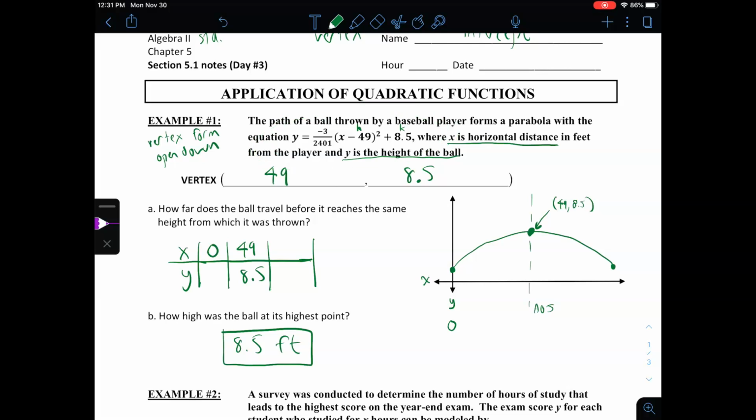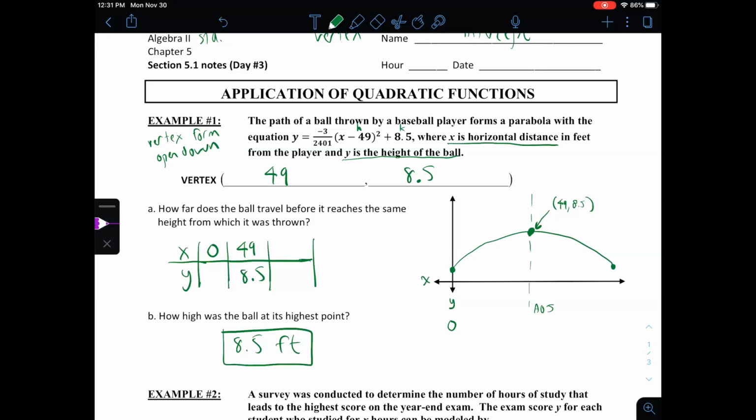So we normally would pick like 48 and 47, but we're looking for the end point. We're looking for how far the ball travels before it reaches the same height at which it was thrown, which is going to be this end point over here. So you could do 49 all the way down here and do all this. Those aren't really useful points in this case, okay? So we want to work smarter, not harder.